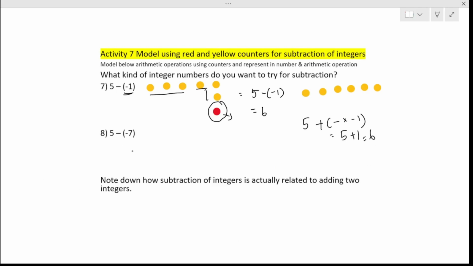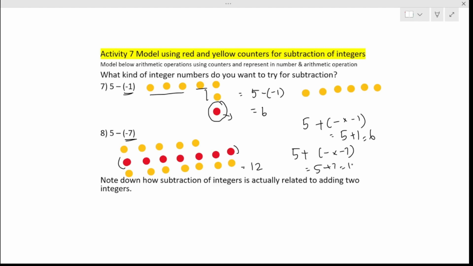So similarly, let's try doing this quickly. You want to take away negative 7? You don't have enough negative 7. So you add as many, negative 7 and positive 7. And now you can remove this negative 7, which is what taking away is. How many total yellows do you have? 12. Same way, you can have here 5 plus negative times negative 7, which is 5 plus 7, is 12.